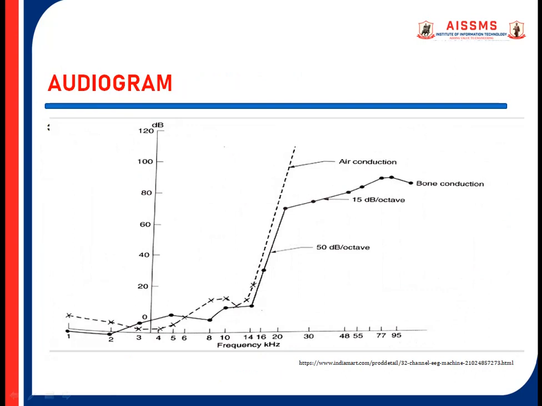Audiogram. It is a graph that shows hearing sensitivity. Along the top of the graph are frequencies noted in hertz. A frequency is also often referred to as a pitch. The sound level measured in decibels, dB, is located on the left side of the graph.